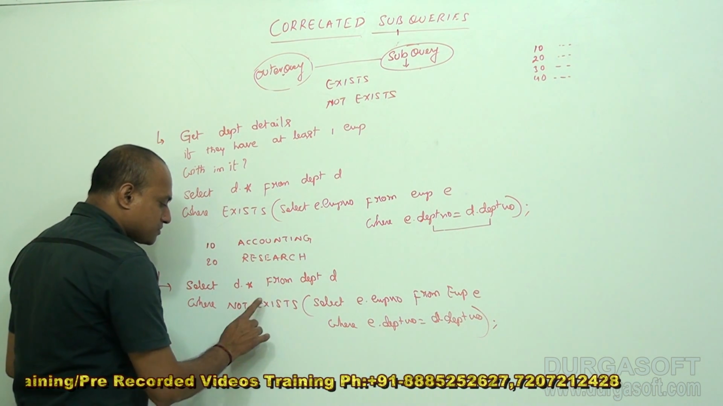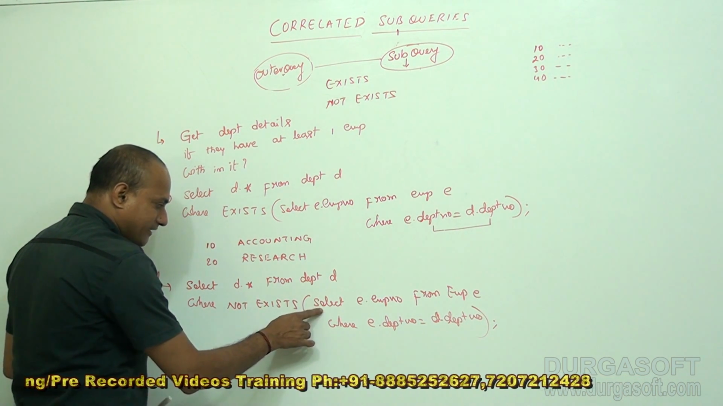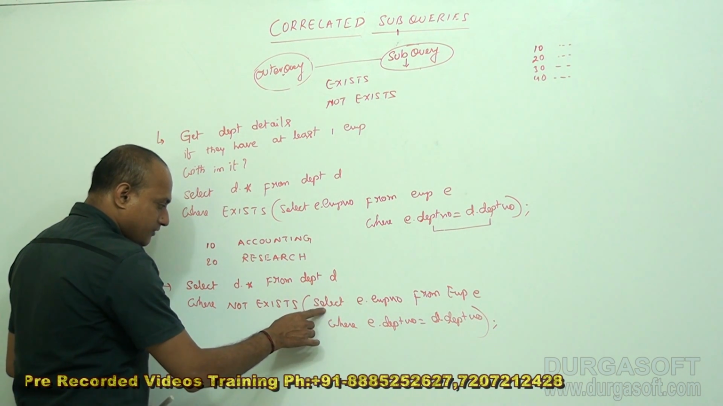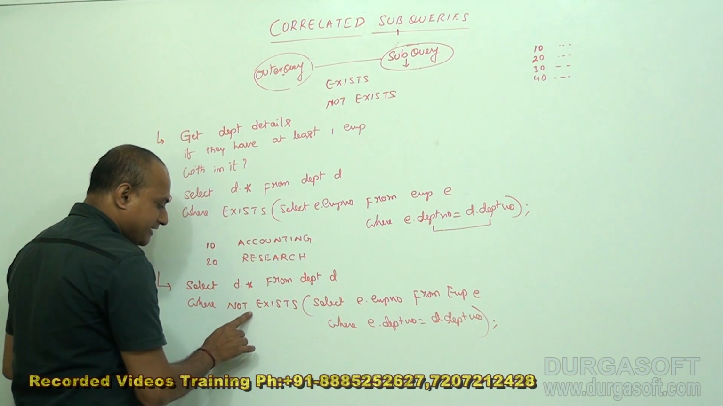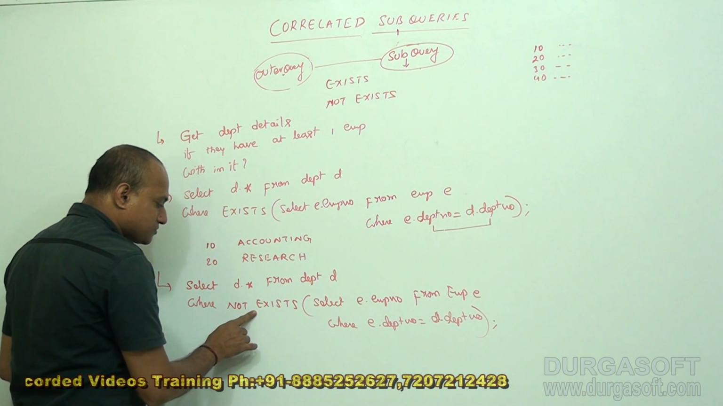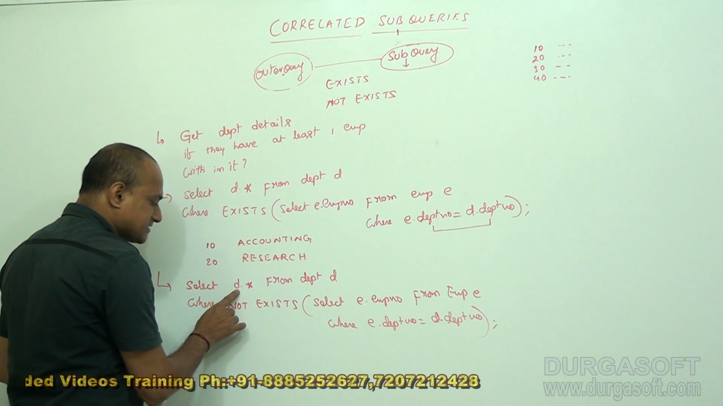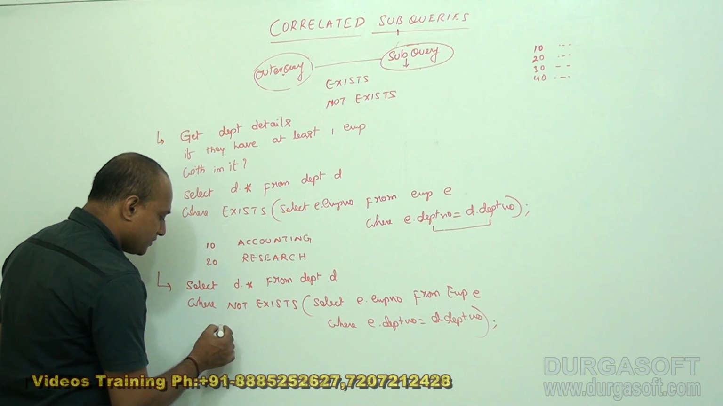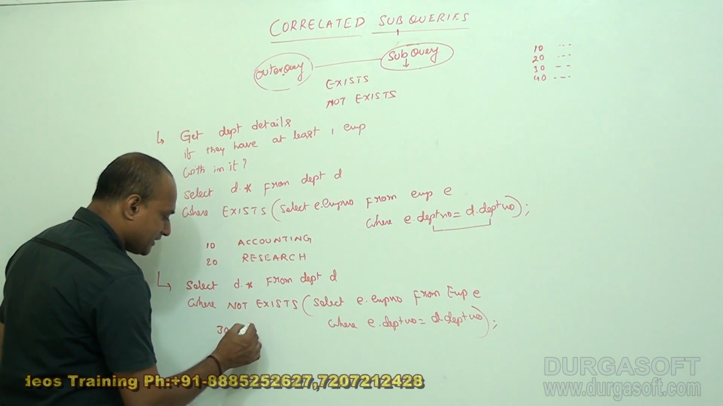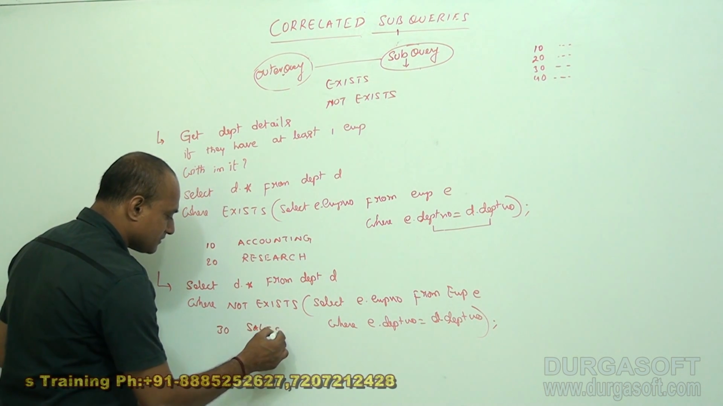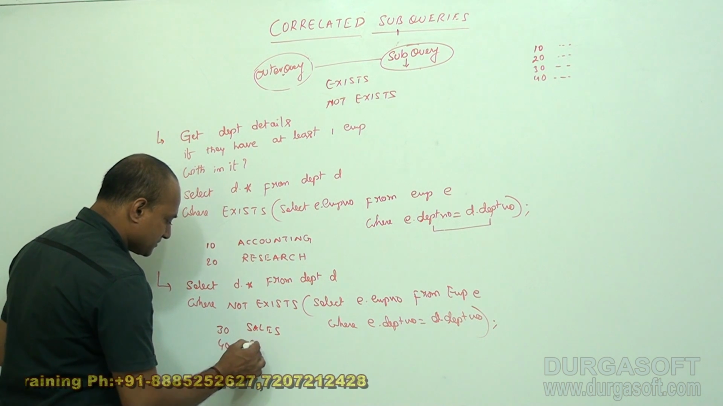And for 40 also it is not fetching any value. If it is not fetching any value, it returns true. If it returns true, then the 40th department details it will display. So you will get the answer like this: 30 sales and 40 operations.